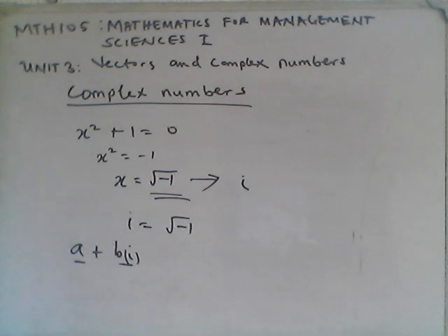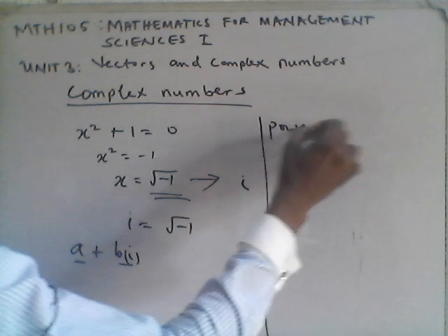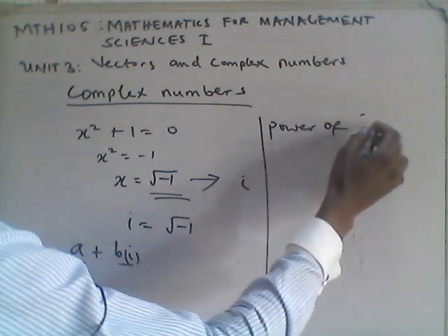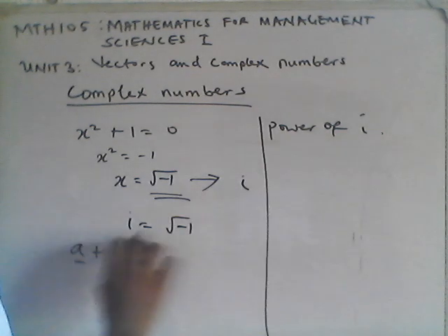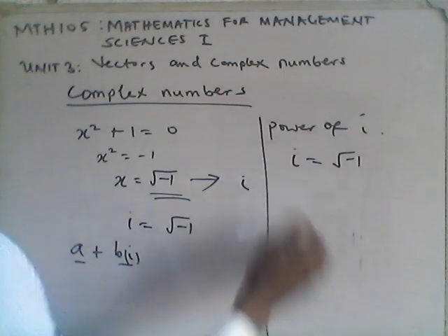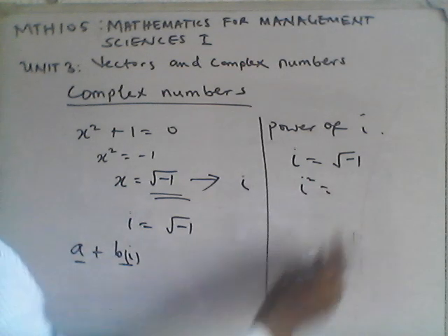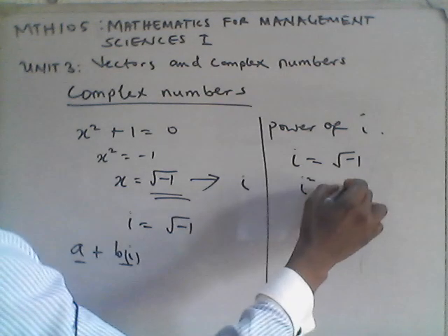Understand? Now, there are powers of i. So we know from this basic form that i is root minus 1. Now, i square is the square of this. Understand? So by the time you remove the square root, you will have minus 1.